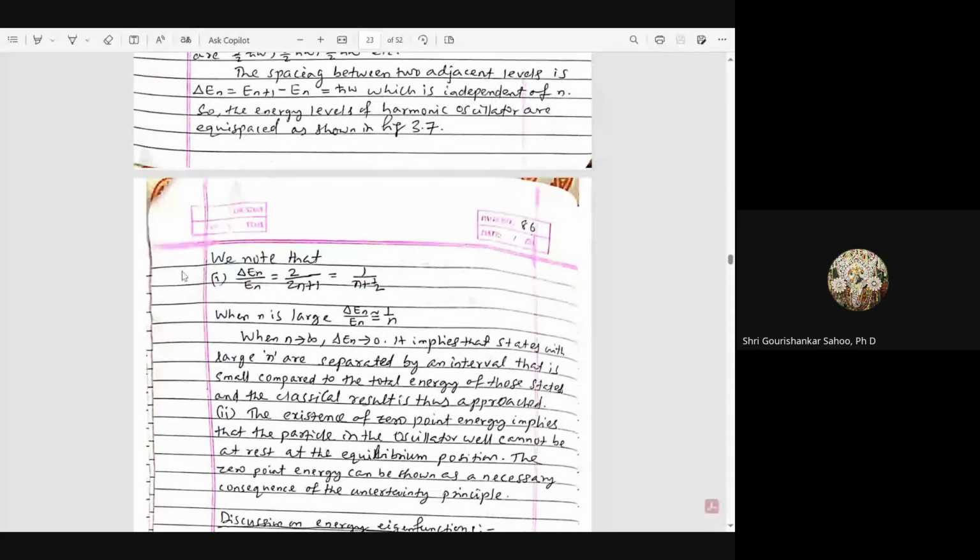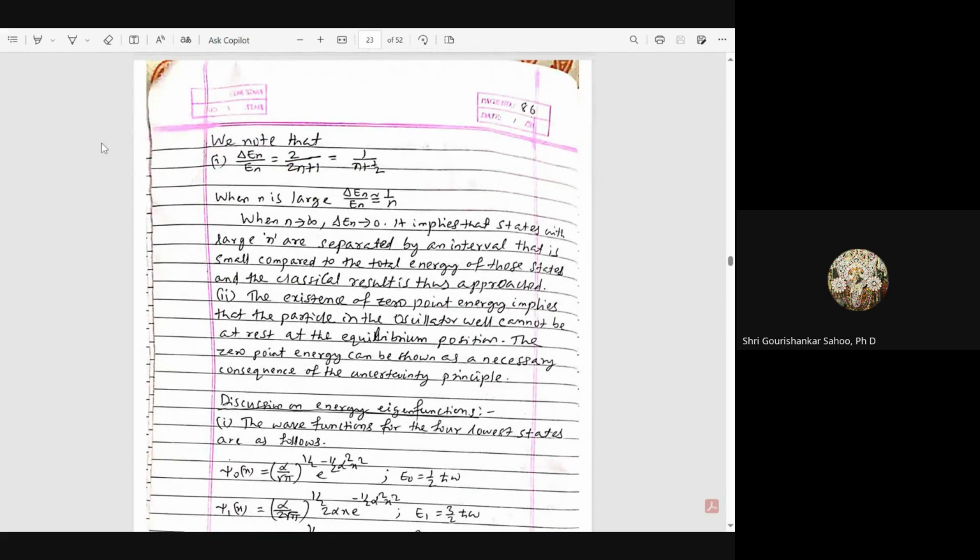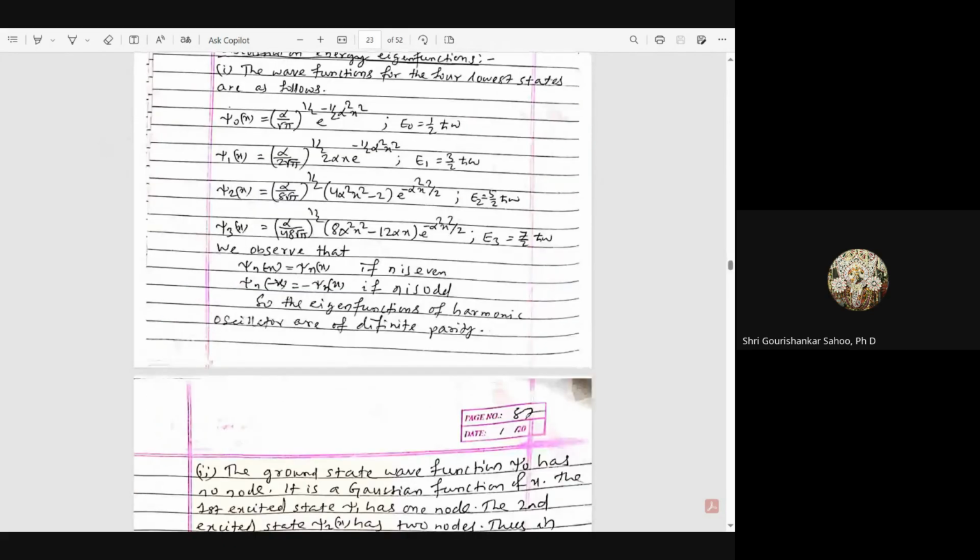And the spacing between two adjacent levels is del En is equal to En plus 1 minus En is equal to h cross omega, which is independent of n. So the energy levels of the harmonic oscillator are equispaced, as I have told you earlier. And del En by En is equal to 2 by (2n plus 1), which is equal to 1 by (n plus half). And if n is very, very large, then del En by En is nearly equal to 1 by n, because n is very large compared to half, and you can write it as 1 by n. And when n tends to infinity, it tends to 0.